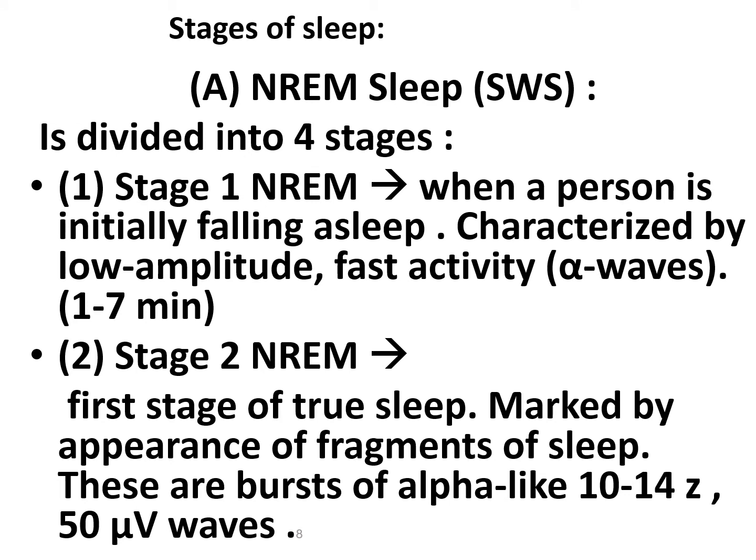And NREM sleep is divided into four stages. Stage 1 NREM is the first sleep that occurs when a person is initially sleeping, where there is low amplitude, fast activity, and that is recorded as alpha waves by EEG. And usually it occurs for about 1 to 7 minutes. When you sleep, suddenly you wake up, or you start to realize you are sleeping, and it takes about 1 to 7 minutes. You are falling asleep, you know the surroundings, but still you are in a stage of sleep.